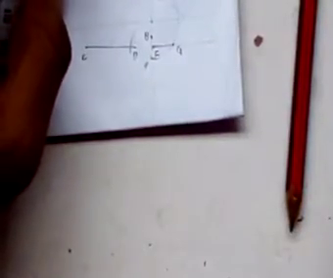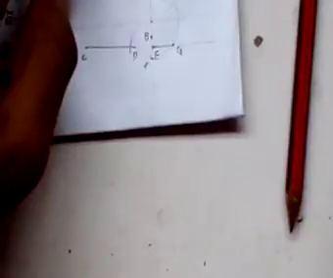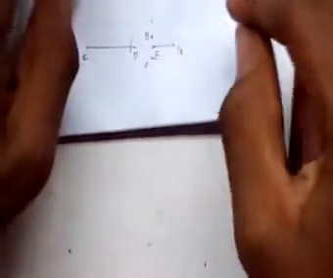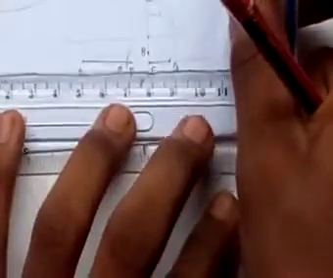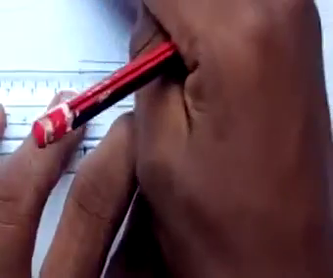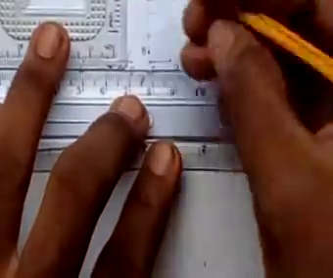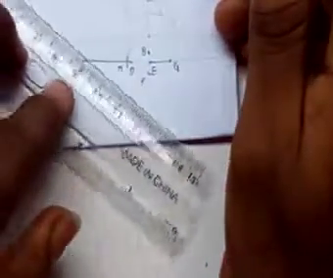Now from H, draw a line perpendicular to CD at H. So from that center H, draw a line perpendicular to CD through H. You just put your ruler at CD and take it to H. Draw a line that will be perpendicular to CD through H. There we have it. That is the perpendicular line.